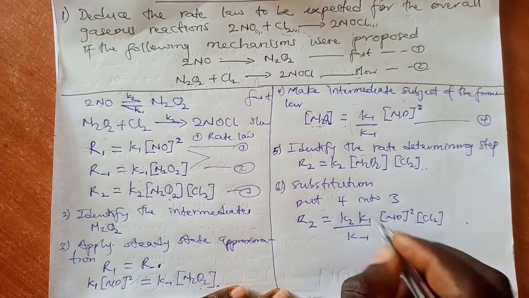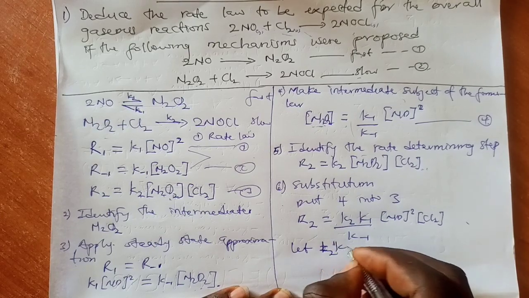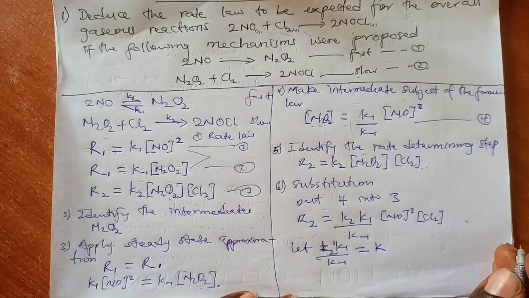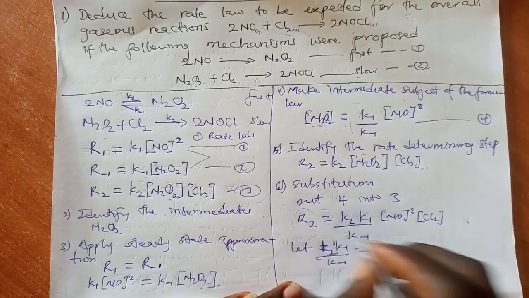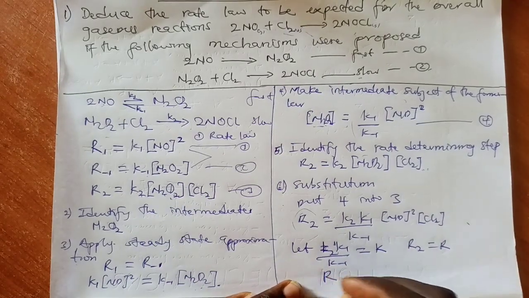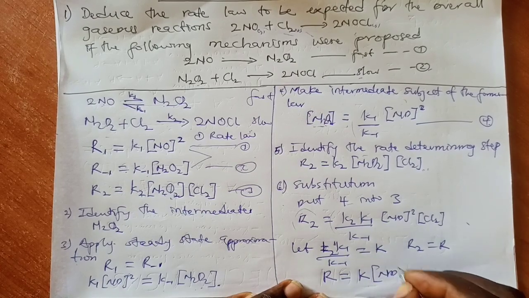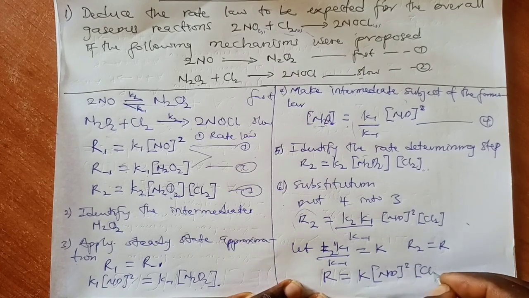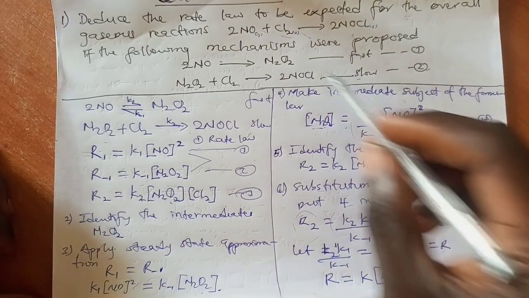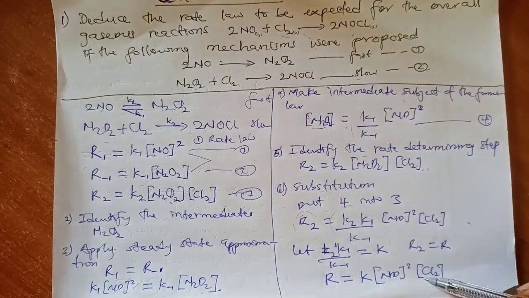Then you have K2, you have different rate constant. So you assume let K2 K1 over K minus 1 is equal to K. When you assume that, that means our R, even R2, will be equal to R. So that means our R will now be equal to K, then NO square, then you have Cl2. This is the rate law for this overall reaction. The overall reaction is given to you already, so this is the rate law for the overall reaction.